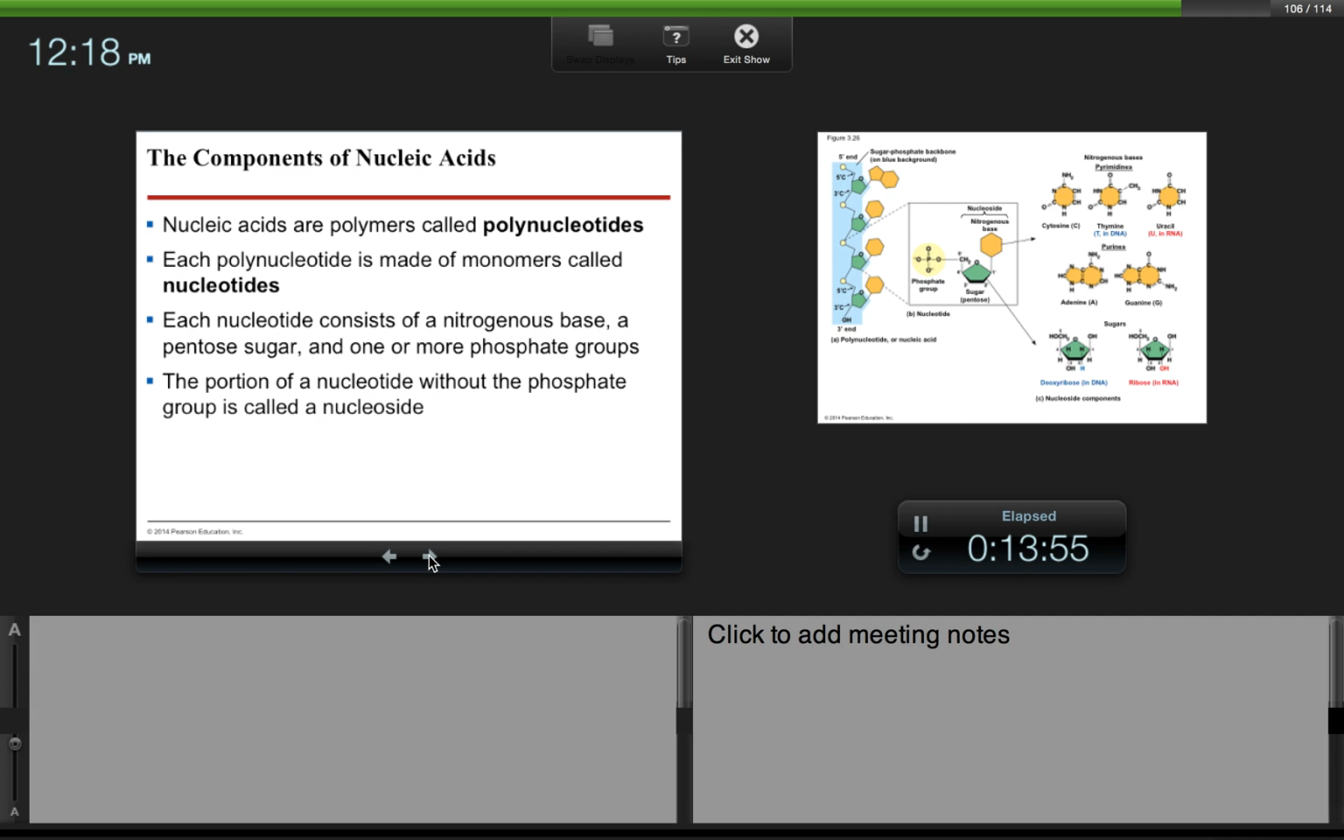Nucleic acids are polymers called polynucleotides. Each polynucleotide is made of monomers called nucleotides. Each nucleotide consists of a nitrogenous base, a pentose sugar, and one or more phosphate groups.